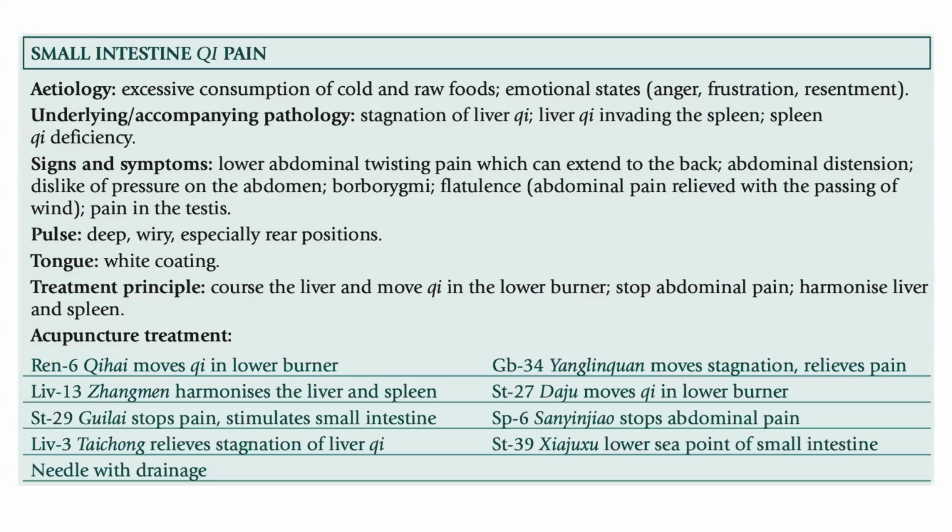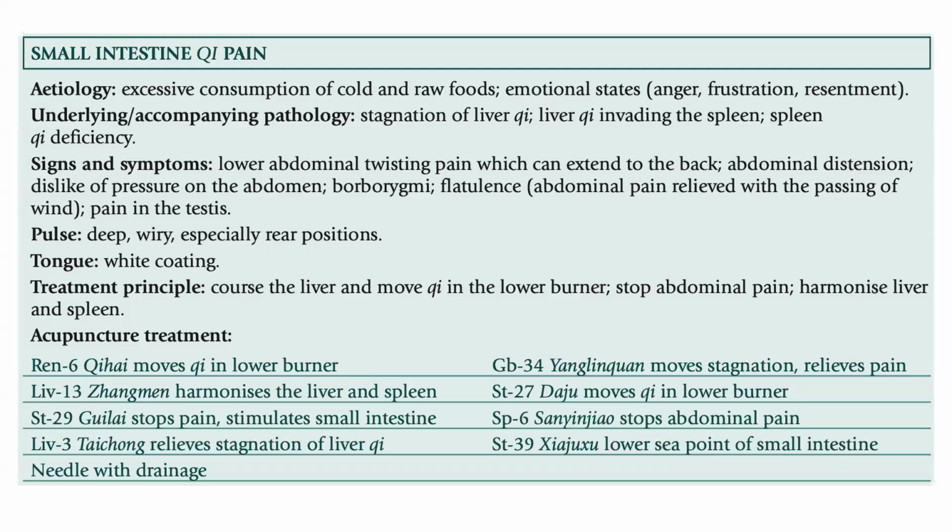distension, dislike of pressure on the abdomen, borborygmi, flatulence, or abdominal pain relieved with the passing of wind, pain in the testis. The pulse would be deep, wiry, especially in the rear positions. The tongue will have a white coating.